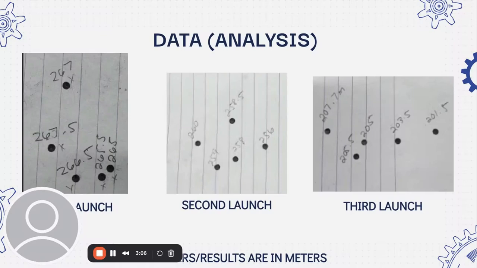Our data analysis. In the first image, we see our first launch, which was at a 30-degree angle. Our second launch, which also has 5 points, was at a 45-degree angle, and our third launch was at a 60-degree angle. All these were done with the carbon paper placed on the white paper, and the ball was launched, marking the points on the white paper. Here are the results, where the dotted points are in meters.